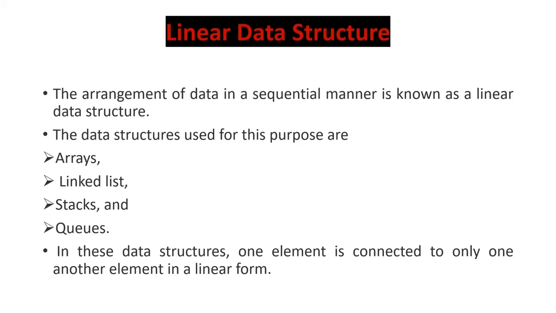The arrangement of data in a sequential manner is known as a linear data structure. In linear data structures, one element is connected with another element in a linear form. So it is called a linear data structure. Some of the linear data structures are arrays, linked list, stacks, and queues. These are called linear data structures. We can discuss it briefly in this video, and we can discuss in depth in further videos.